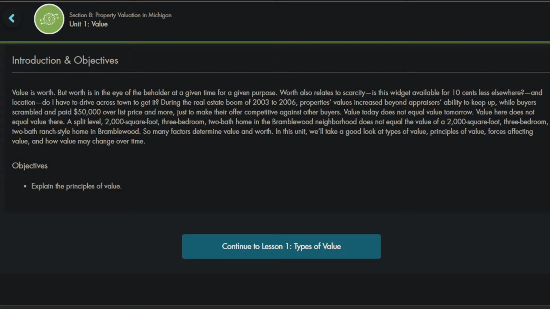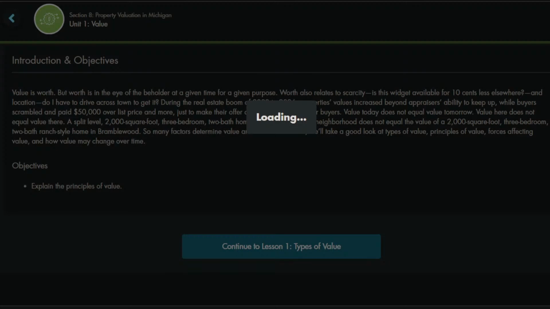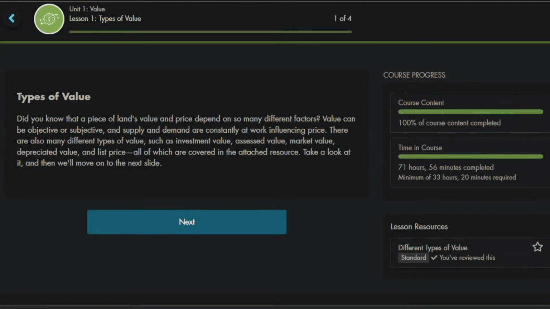In this unit, we'll take a good look at types of value, principles of value, forces affecting value, and how value may change over time. Objectives. Explain the principles of value. All right. We'll go into our first lesson. Lesson 1 is types of value.